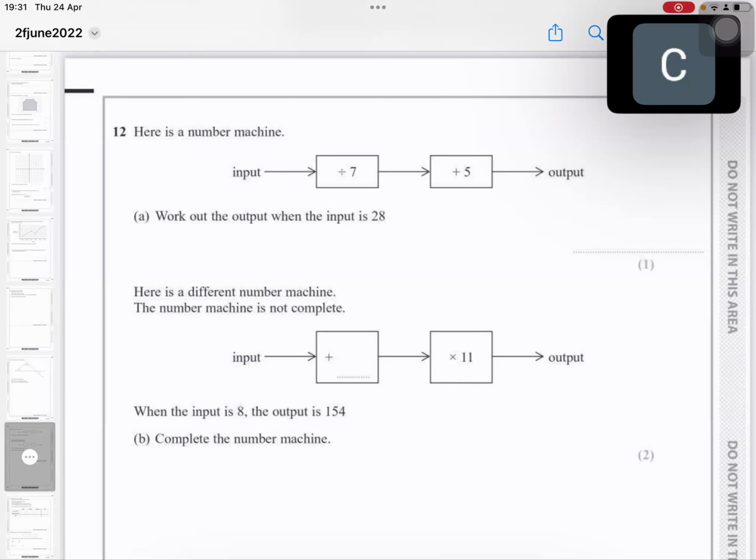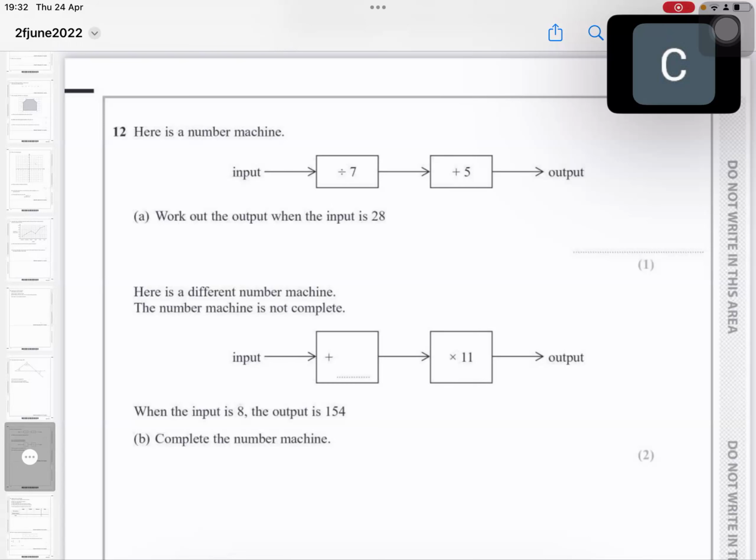Inputs is that plus 7. Okay, plus 7. Plus 7 leads to plus 5. And then what happens? The output is what? Oh, okay, I get it. So input divided by 7, and then after that you add 5 to it, okay? Gives you the output. It says, work out the output when the input is 28.